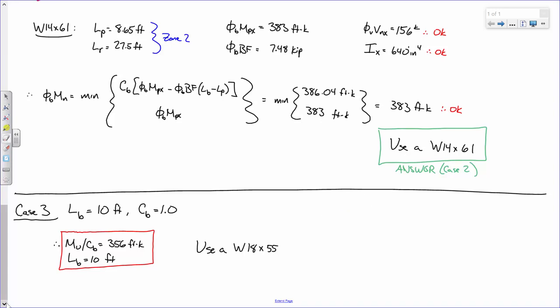Is everybody else able to get the W18 by 55? Somebody say something. Very good. So that's your answer for case 3. We don't need to verify it because CB equals 1.